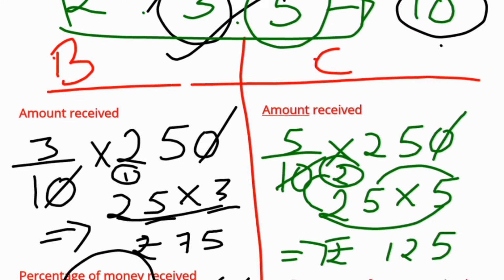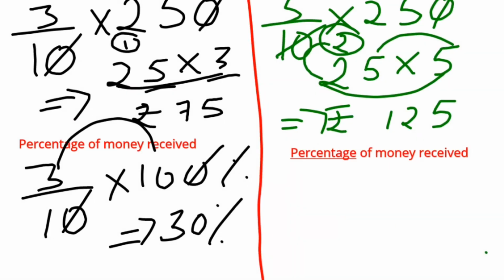Now we will calculate the percentage value. What is the ratio share of C? 5 upon total 10, and now here you are calculating percentage, so you will multiply it with 100.